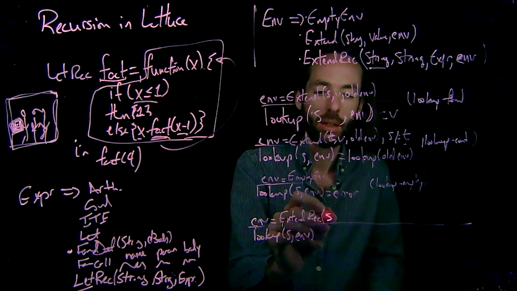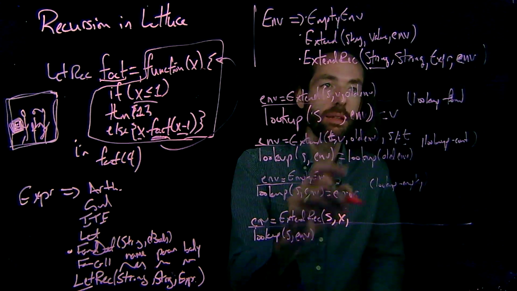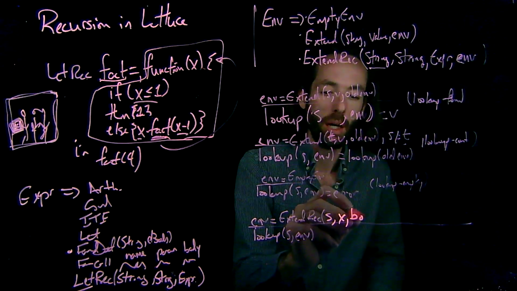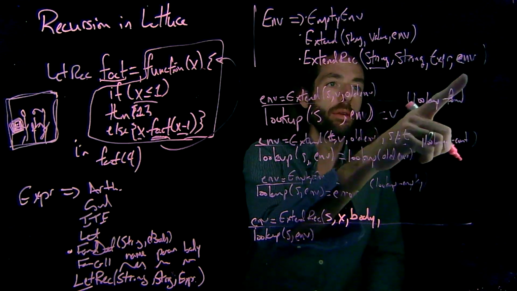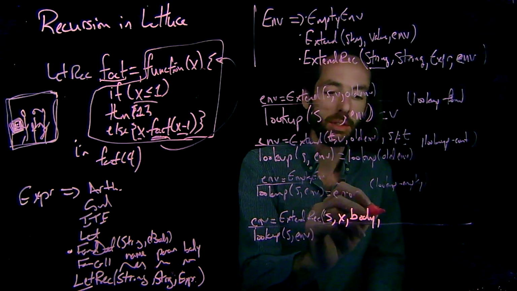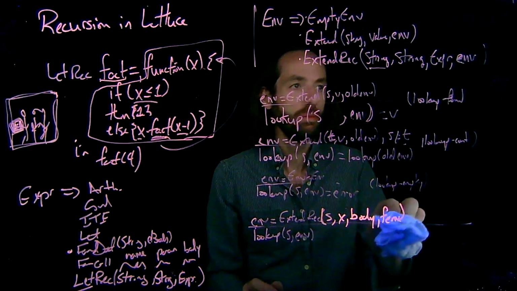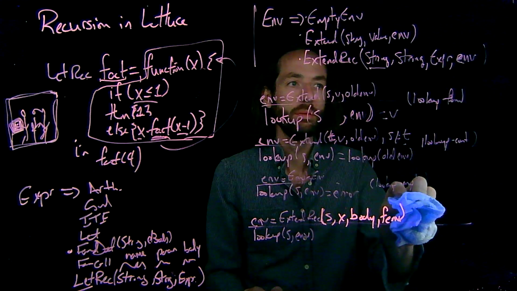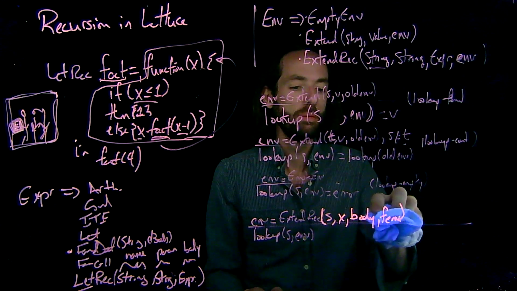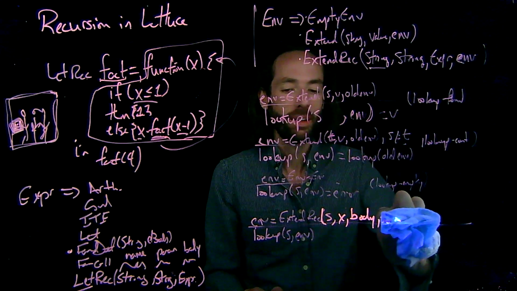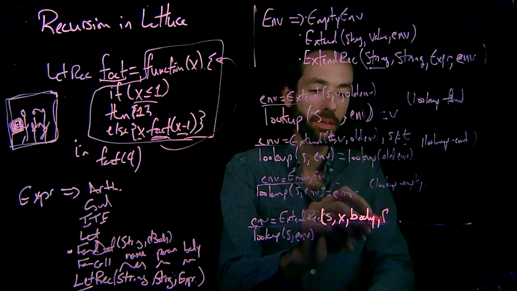Then we need a string. It's going to be the parameter. Let's call that X. And then we need an expression. We'll call that the body. And then we need the local environment. So I'm going to call that F env, or the old environment. That's fine. I don't want to get it confused with this environment down here.